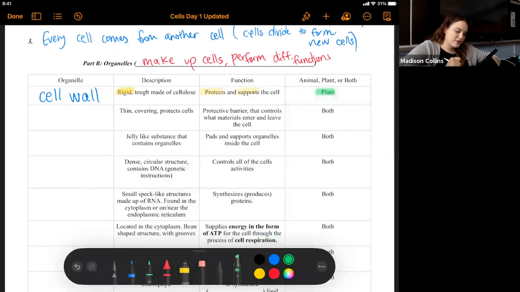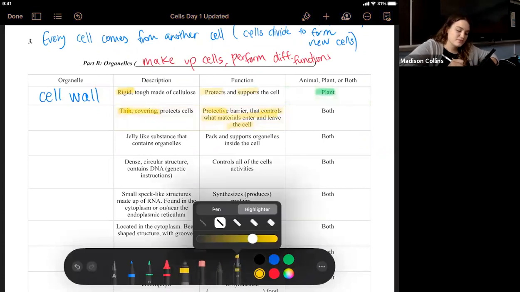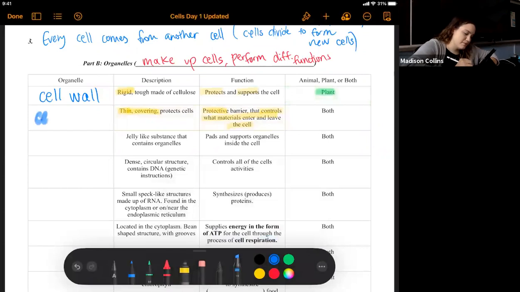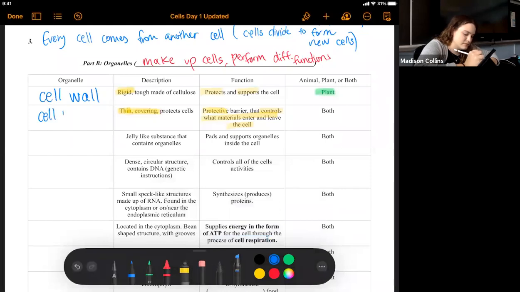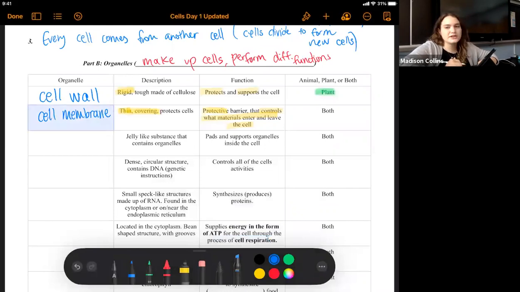Right, next up, we've got a thin covering that protects the cells. So it's thin. Its function is that it's a protective barrier that controls what materials enter and leave the cell. And this is found in both animal and plant cells. This is what's known as our cell membrane. And I'm going to show you guys a picture of what this looks like in just a second.